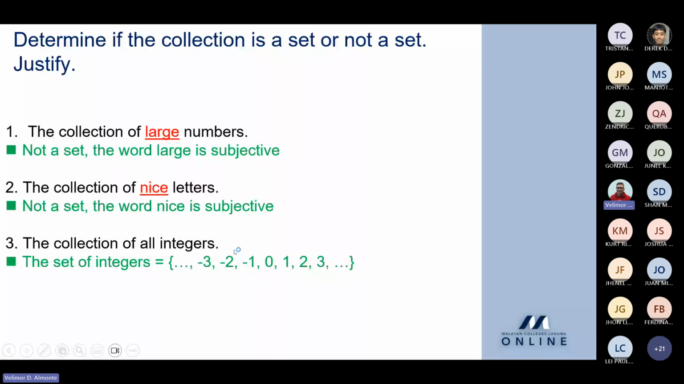So I can use the word set. That is how we use the word set. If I use the word set, I'm referring to a well-defined collection of objects. In particular, our objects here are numbers, but these are not limited to numbers.